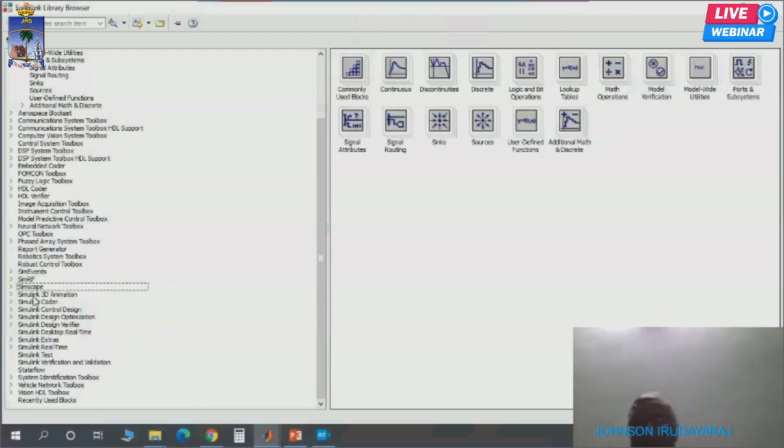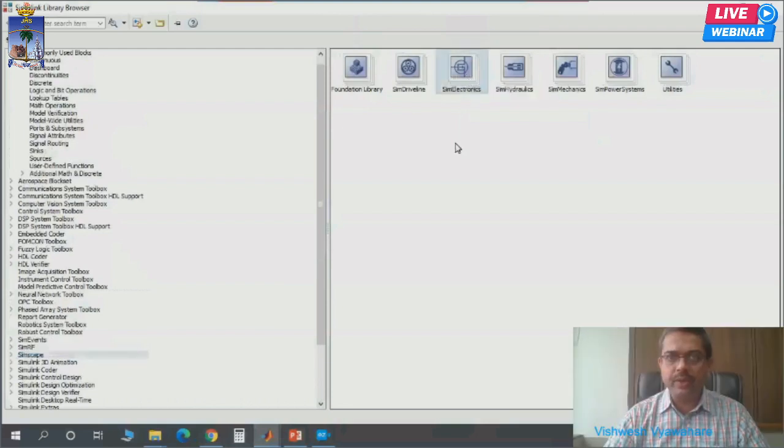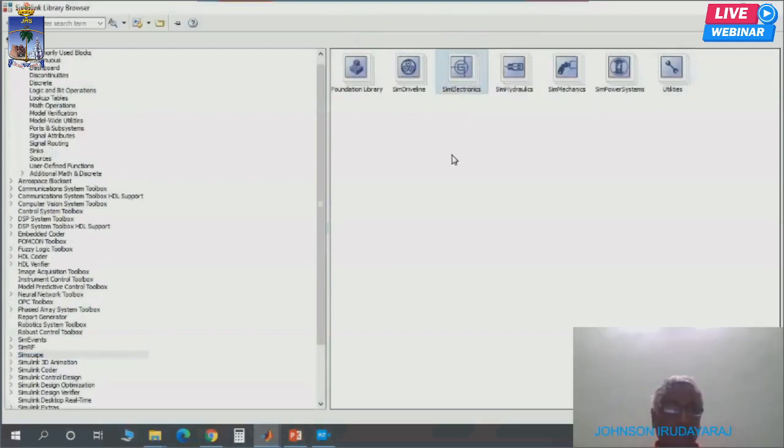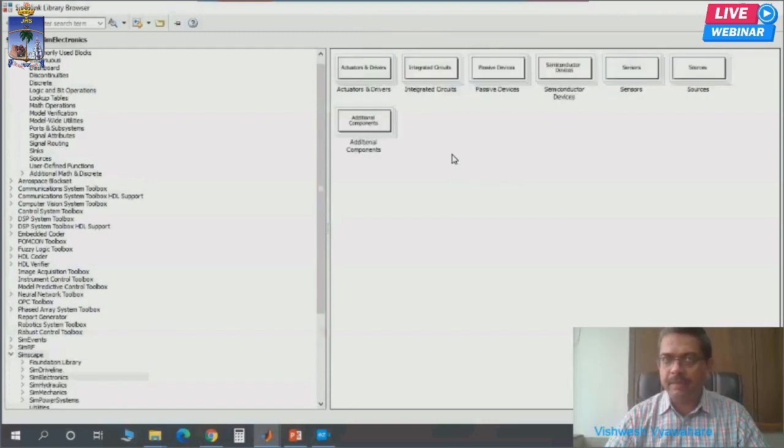It's taking some time. So you can see here, Sim Electronics. If I go into Sim Electronics, is it visible? Is my Simulink panel visible? Yes, sir.